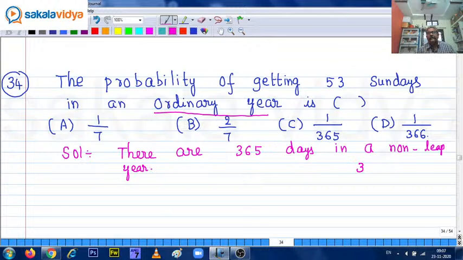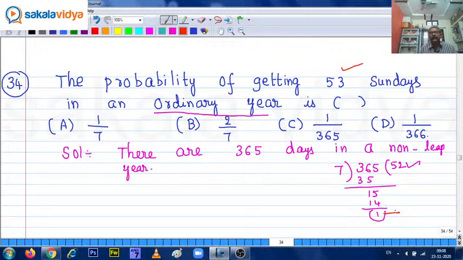First you divide 365 by 7 in order to find out the total number of weeks in that particular year. 7 5s are 35, so 15, 7 2s are 14. So that means there are 52 complete weeks and one day remains. That means definitely in that year 52 Sundays will be there, but whether it is 53 depends on this one day itself. This is very important. You remember this one.